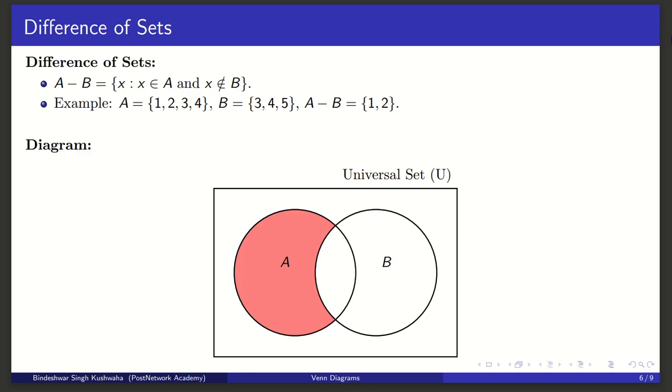Now difference of sets. If you subtract B from A, the red portion of circle A is A minus B.